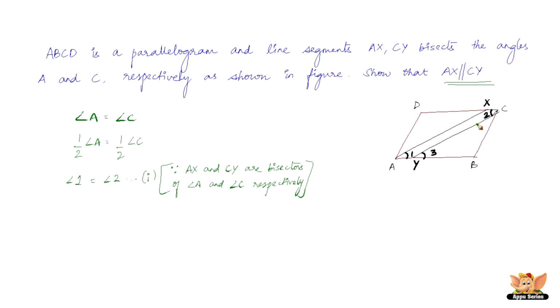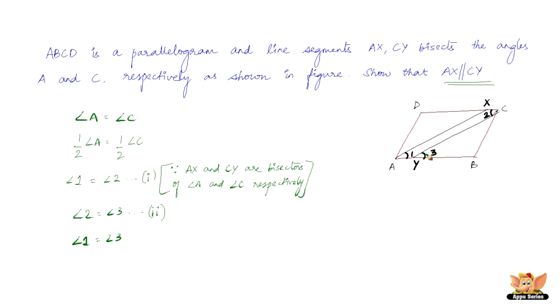So based on that, we get angle 2 equal to angle 3 because you know that alternate interior angles are equal. Now here, since angle 1 equals angle 2 and angle 2 equals angle 3, we can say that angle 1 equals angle 3. So now, because we need to prove that AX is parallel to CY, we've already proved that angle 1 equals angle 3.